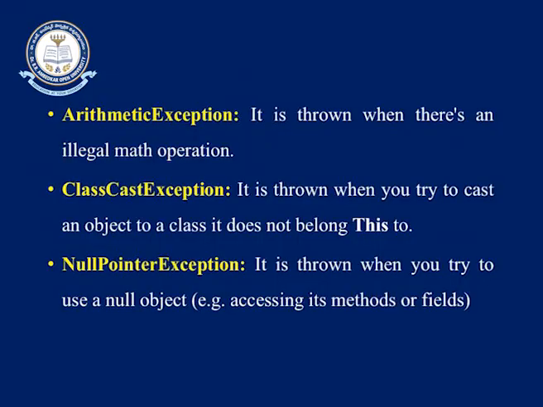Next one is the NullPointerException. What is meant by the NullPointerException? It is thrown when you try to use a null object, accessing its methods or fields. A null value means that nothing is there. If you want to access null values, then a NullPointerException will occur in your program or in your project.